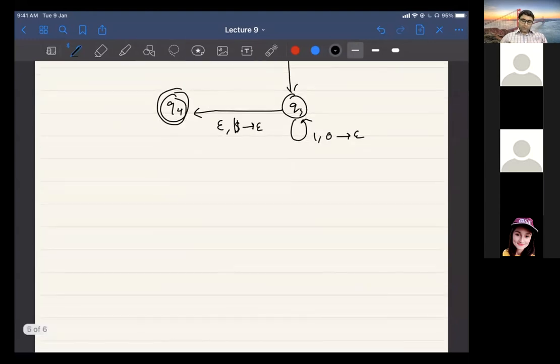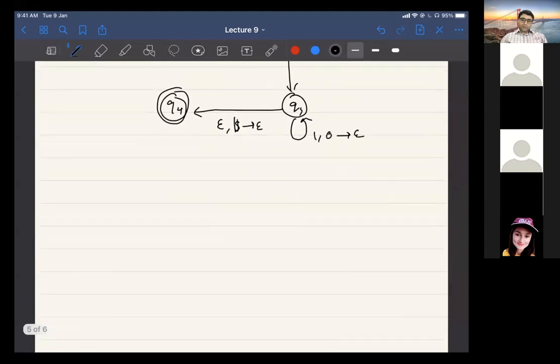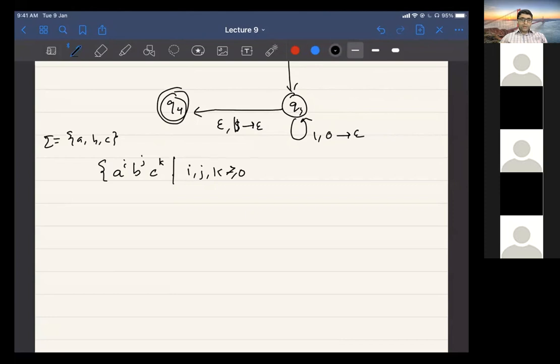Okay, yes. We did the other example, which was a^i b^j c^k. Maybe we did not complete it, I'm not sure. Anyway, this is the language where the alphabet is a, b, and c, and there are some a's, then some b's, then some c's, such that i, j, k are greater than or equal to zero. So it could be zero or more a's, zero or more b's, zero or more c's. And the second condition is that the number of a's is equal to the number of b's, or the number of a's is equal to the number of c's. So this is the condition.